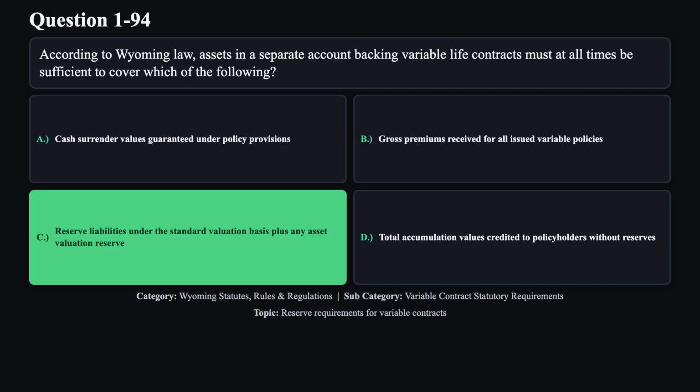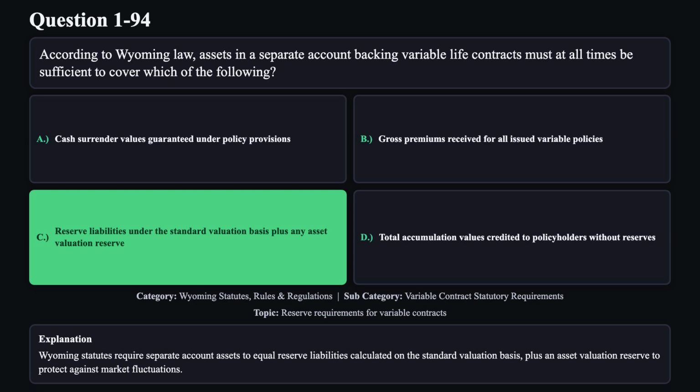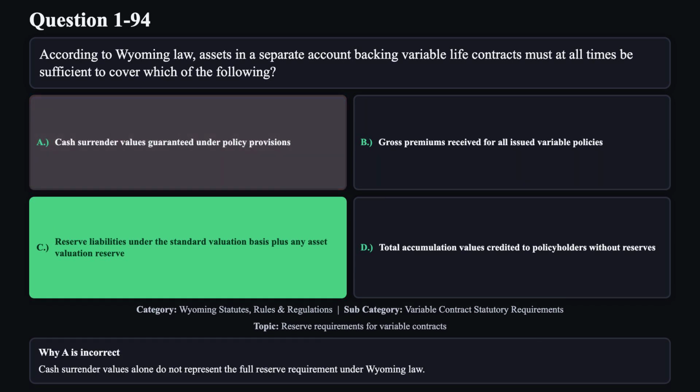The correct answer is C. Wyoming statutes require separate account assets to equal reserve liabilities calculated on the standard valuation basis, plus an asset valuation reserve to protect against market fluctuations. Reason A is not correct. Cash surrender values alone do not represent the full reserve requirement under Wyoming law.